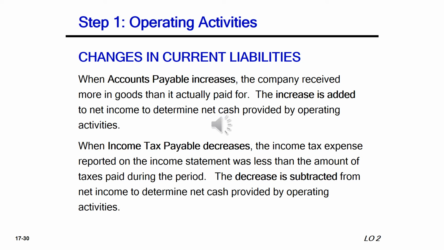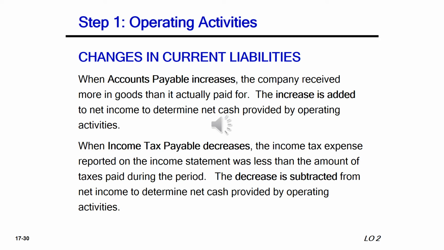Now moving on to changes in current liabilities. Here we're going to start with accounts payable. So when accounts payable increase, the company received more in goods than it actually paid for. So the increase is added to net income to determine net cash provided by operating activities.